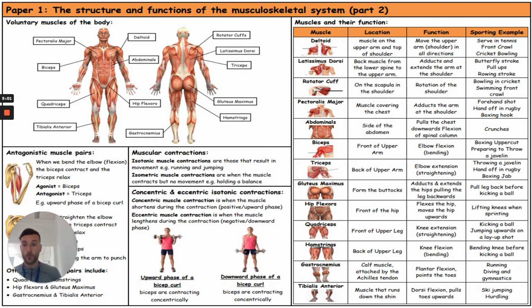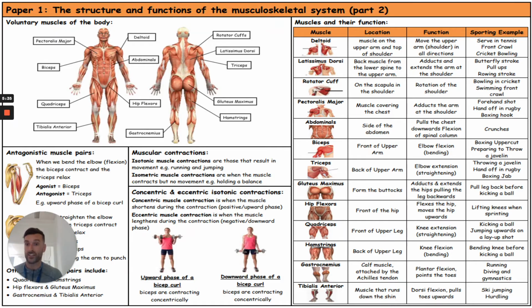Firstly, any movement when a muscle contracts is an isotonic muscle contraction. A concentric muscle contraction is the muscle shortening. So when we think about concentrating the muscle, the concentric contraction is the muscle shortening, and that's what creates force. The eccentric contraction is the lengthening of the muscle, and that basically is a braking system. So the downward phase of a bicep curl is eccentric because it's slowing the weight down. If I'm sprinting and I want to stop, as I'm slowing myself down, I get an eccentric contraction.